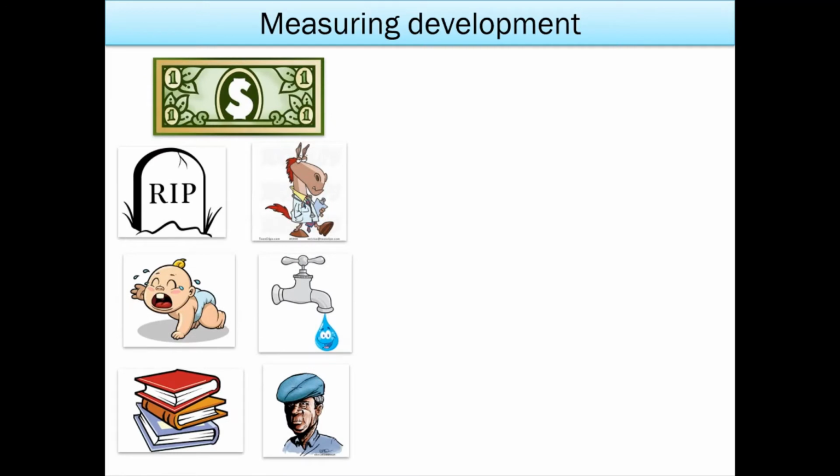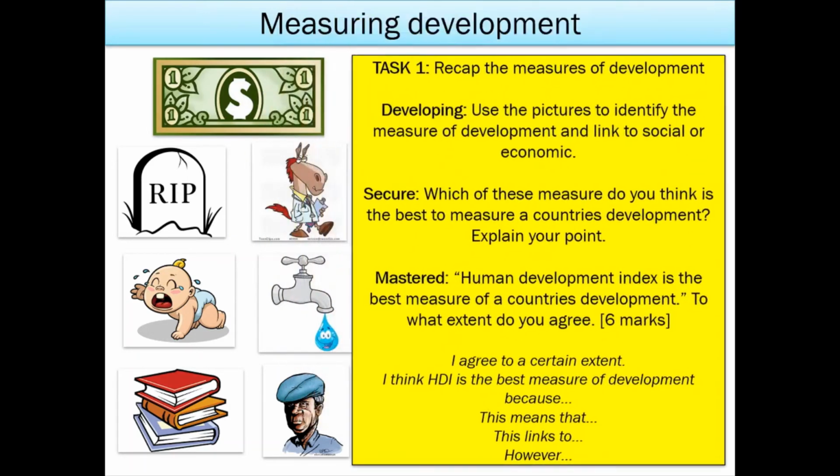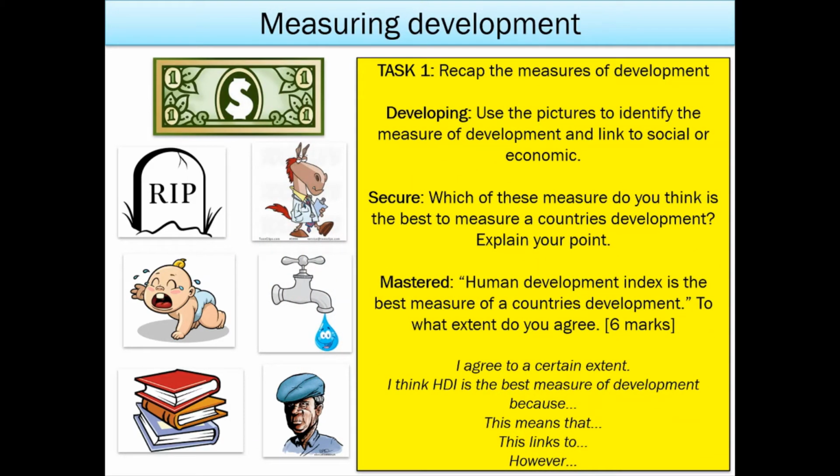So our first learning objective of this lesson is to look at the measures of development. And I'm just going to put up 7 different pictures which link to different measures of development. Now for your task, you're going to use the pictures, and for developing, you're going to identify each of the measures using those pictures. Once you've done that, I then want you to link them to either social or economic.